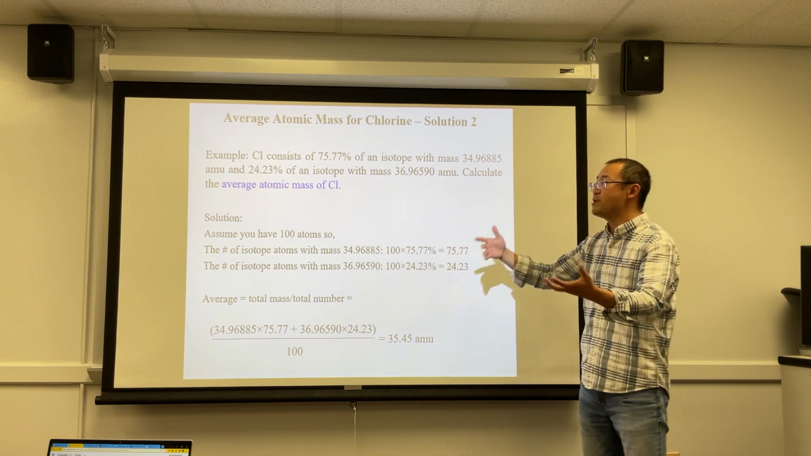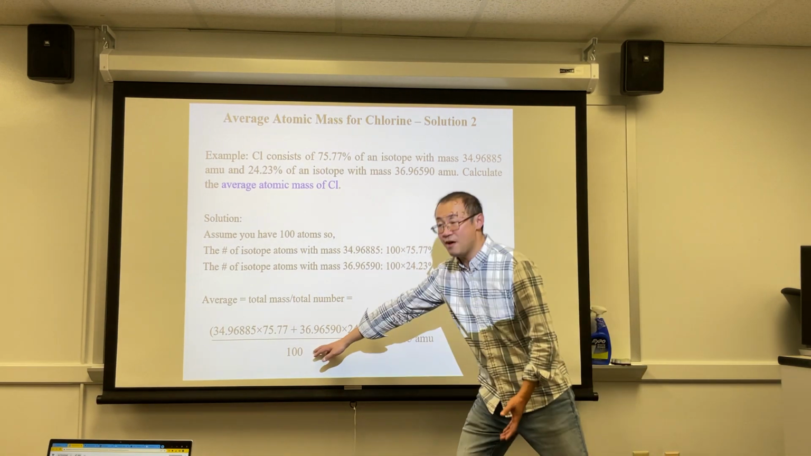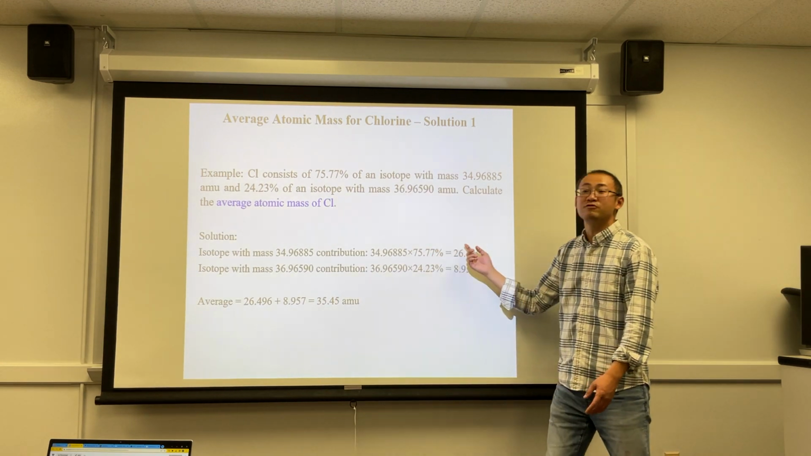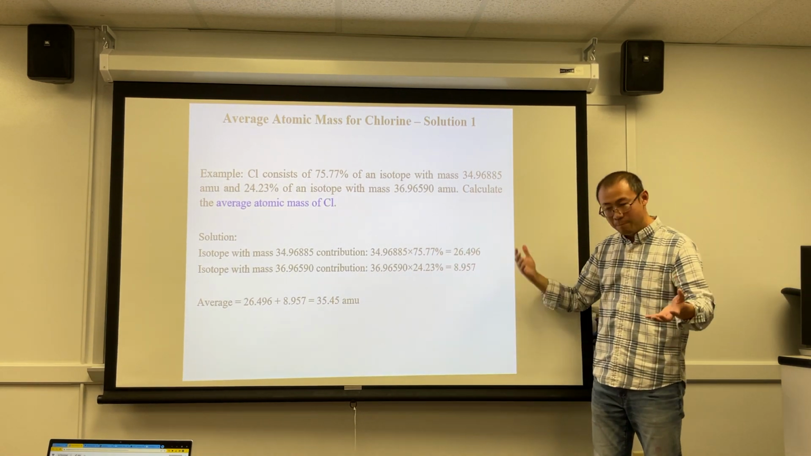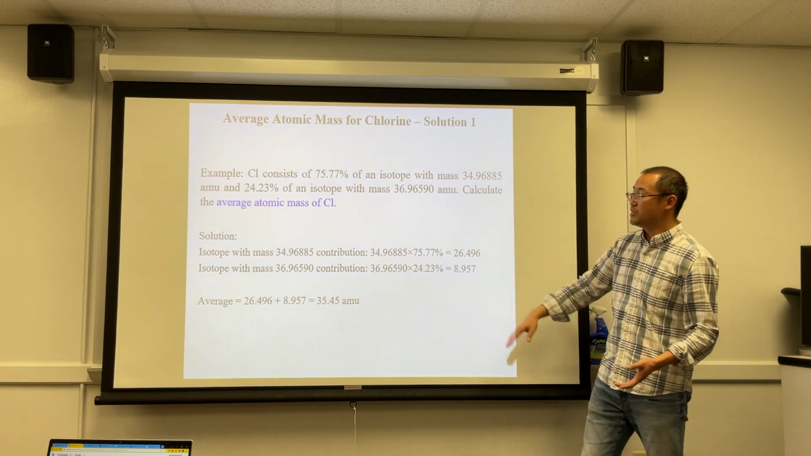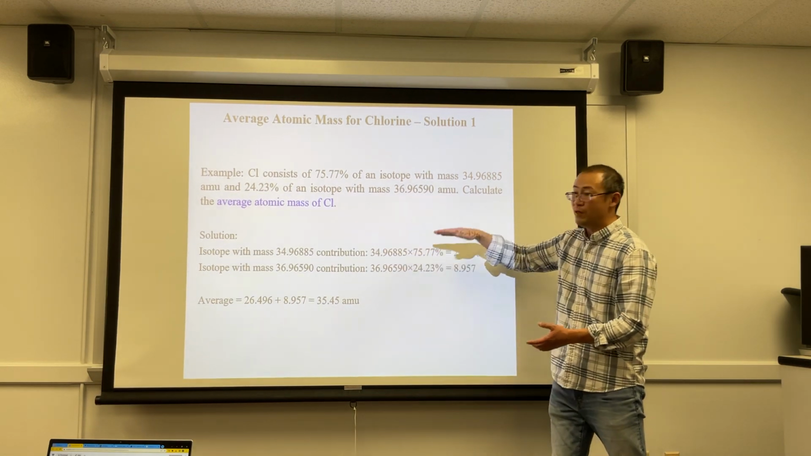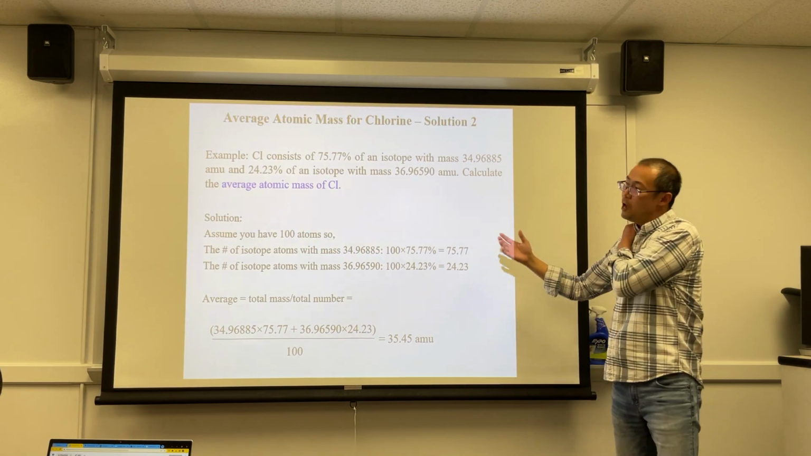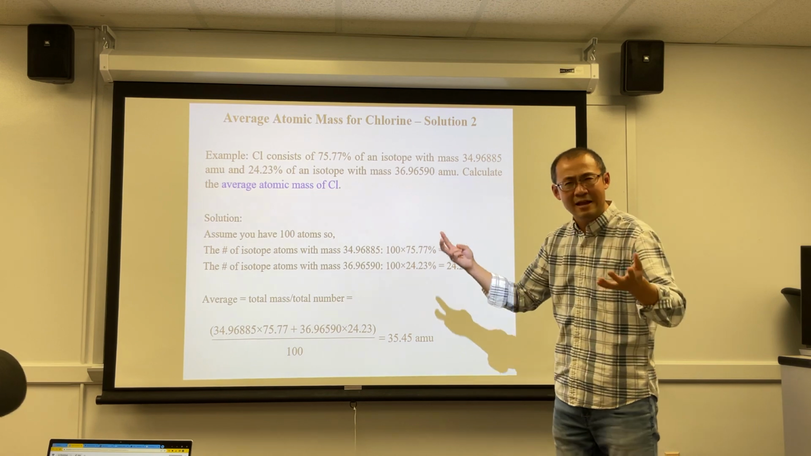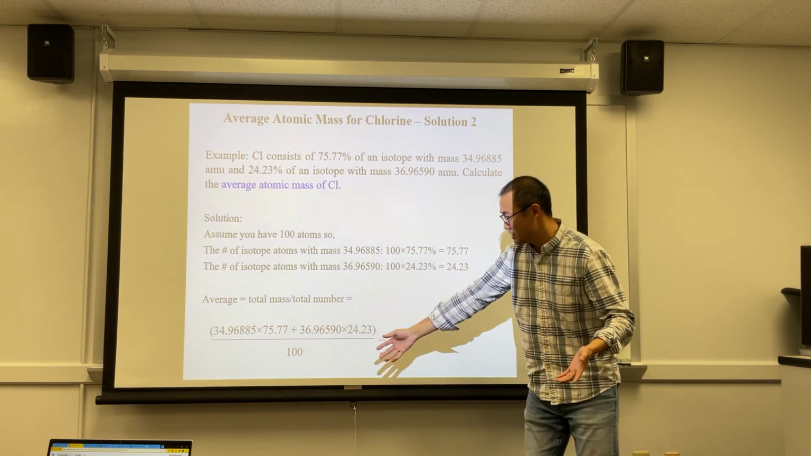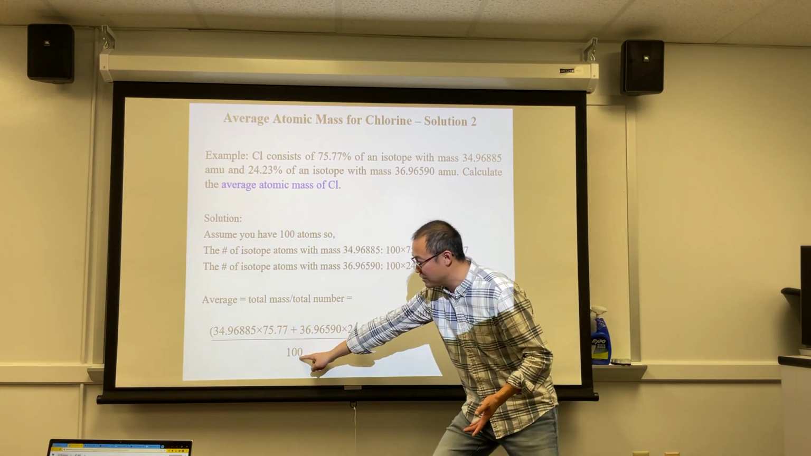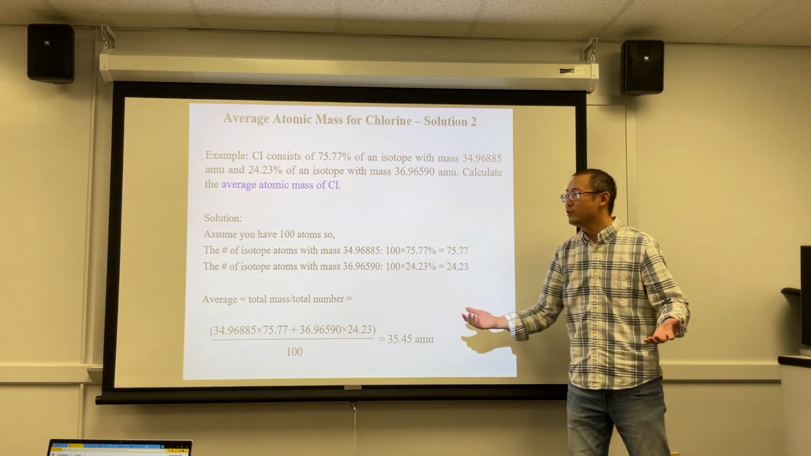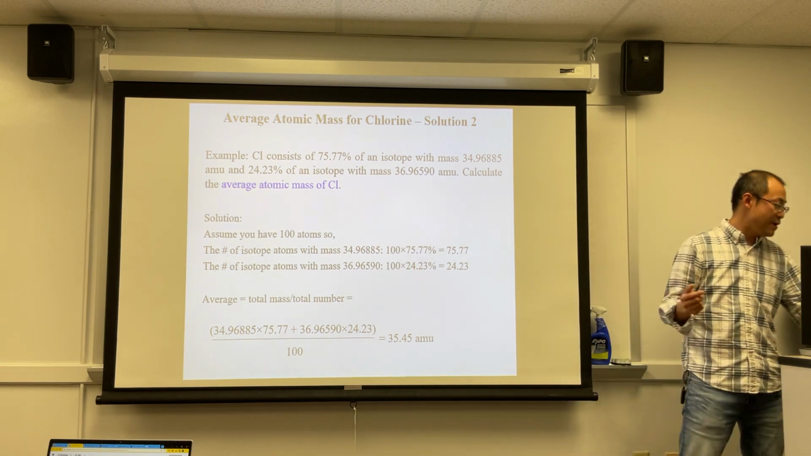This one, you assume we have 100 of them, and you actually do the average. The previous one is simply multiplying to get the contribution. But they're both the same idea: you consider both the mass number and the percentage. This method is just helping you better understand why it's called an average. If you assume there's 100, you can see that the total mass divided by the total number is an average, right? Again, use whichever method you find easier.